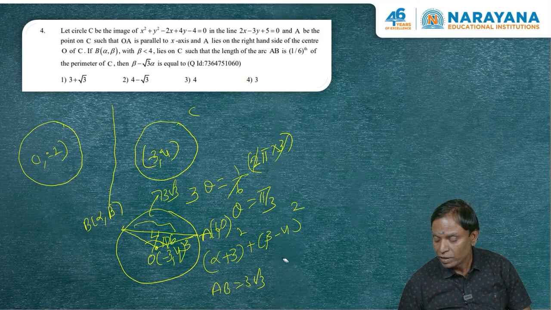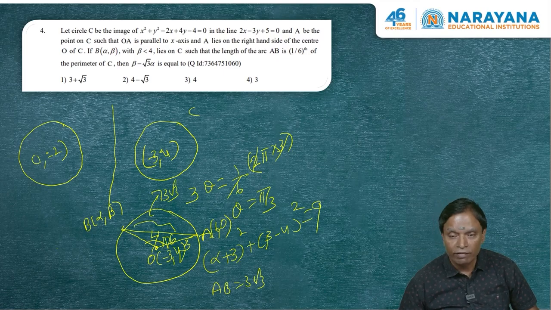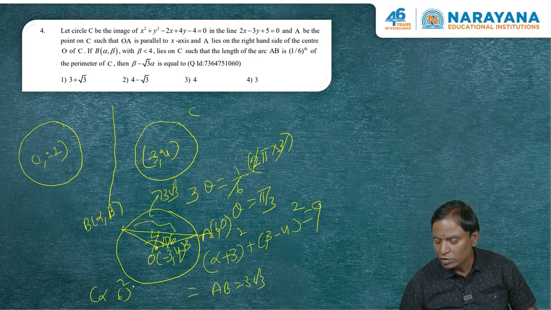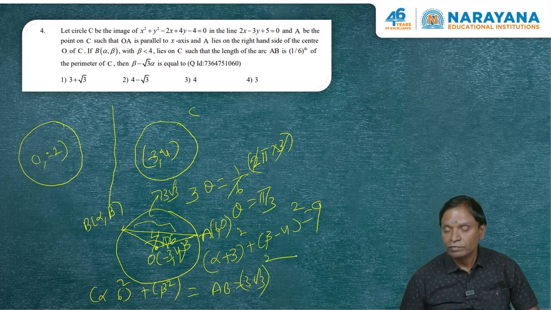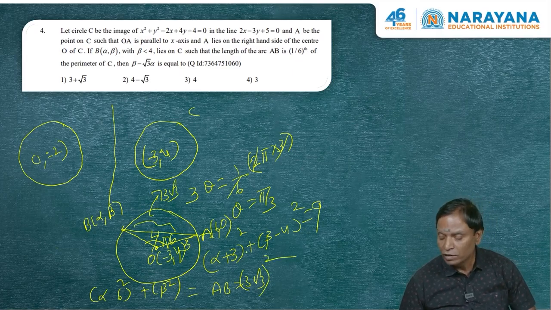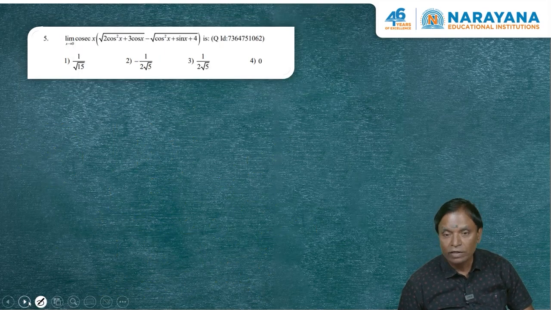Okay, this I will remove it here. This you can write it, or else you will get confused. Okay. By using these two equations, you can go for one more step. AB is nothing but (alpha minus 6) whole square plus beta square is equal to 3 root 3. Now what you can do is solve these two equations and get alpha and beta, and from there you can write beta minus root 3 alpha.